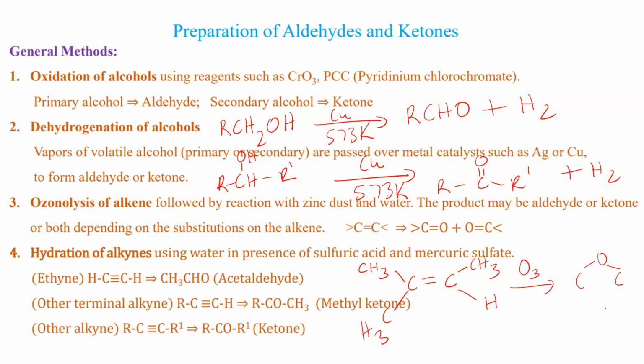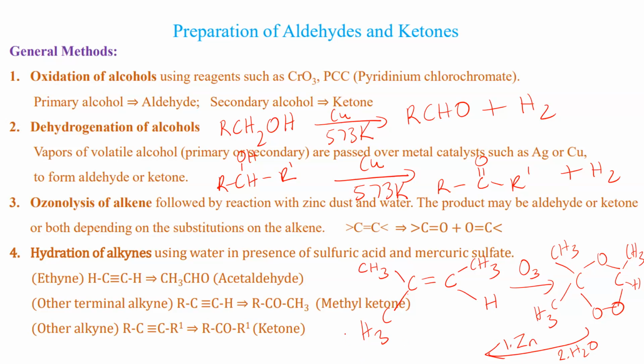Ozonide is this one, and then it will have the substituents CH3, CH3, CH3, hydrogen. And this on treating with zinc dust, finely powdered zinc, and then water. So first zinc dust and then water, we get the formation of the products.